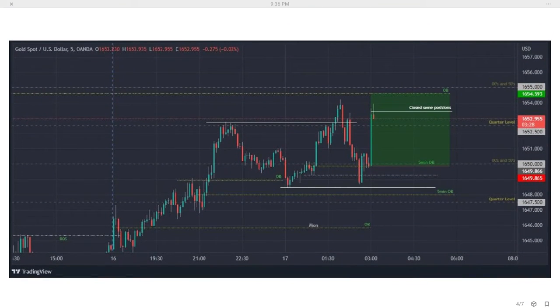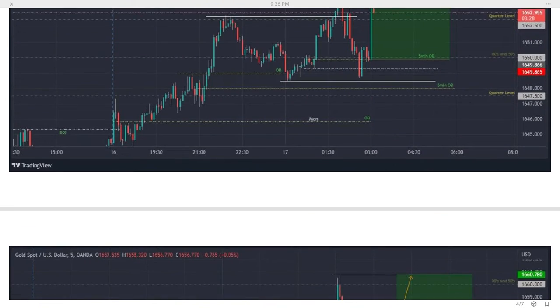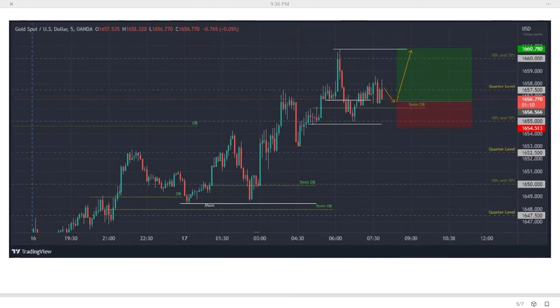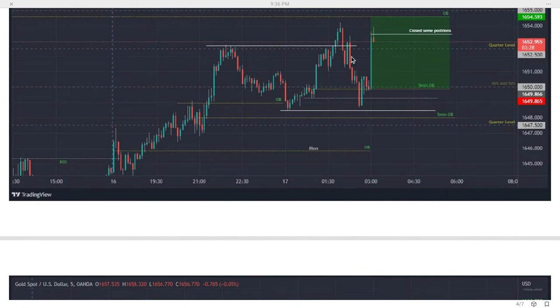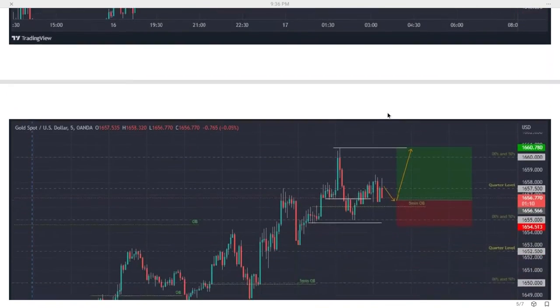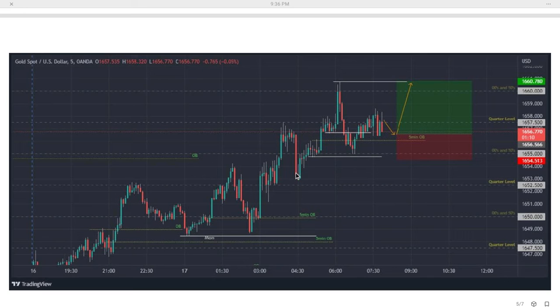As you can see, price shot up afterwards. I did take partial profits here and moved my stop loss to break even. If you look back here, break even is at around 1650. So that means price didn't come back down to 1650, and this trade is still running.